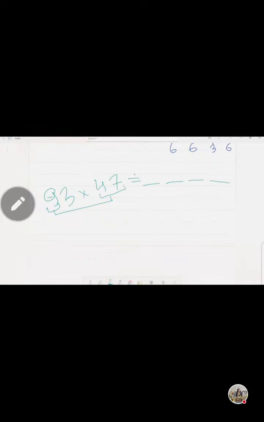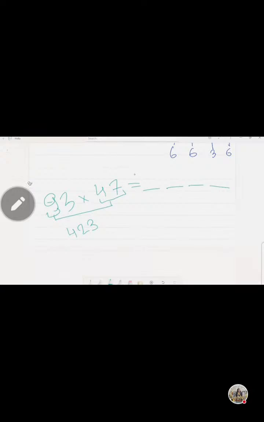93 multiplied by 47. Our answer will come in 4 digits. 1, 2, 3, 4. And then, what is our first step? To multiply the first digit of the first number by the second number. So 47 multiplied by 9 is how much? 423.